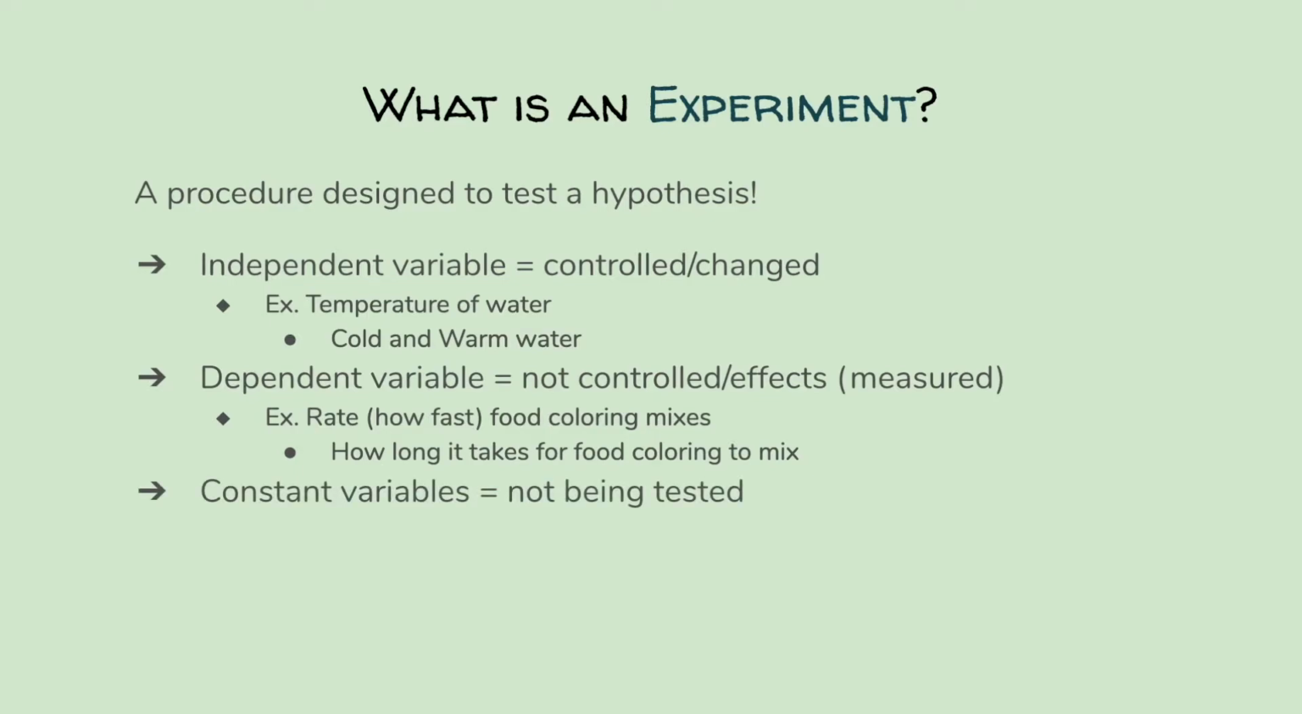Then we also have to have variables that need to be kept constant. We need to make sure these variables, such as the amount of water, amount of food coloring, room temperature, do not affect the outcome.